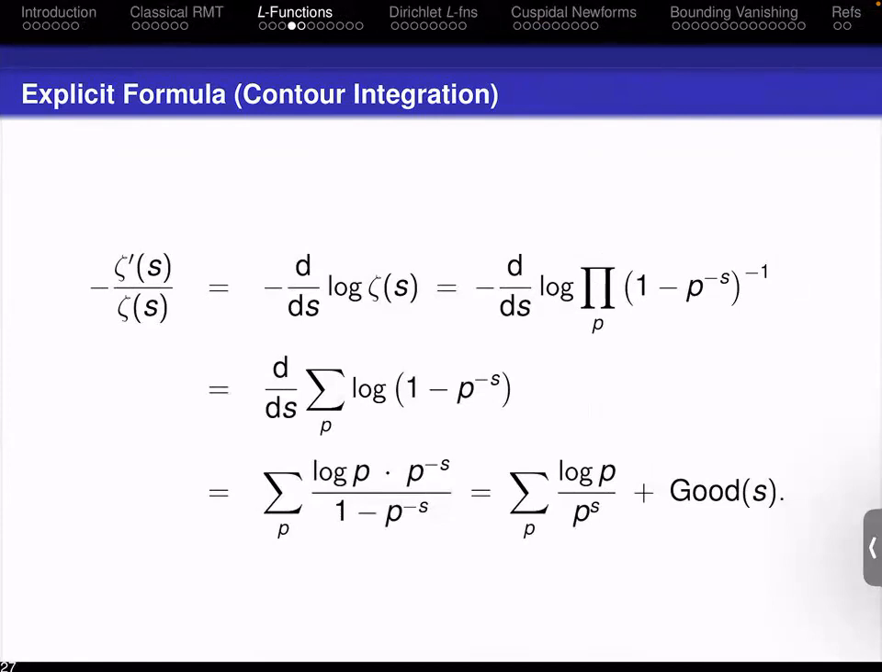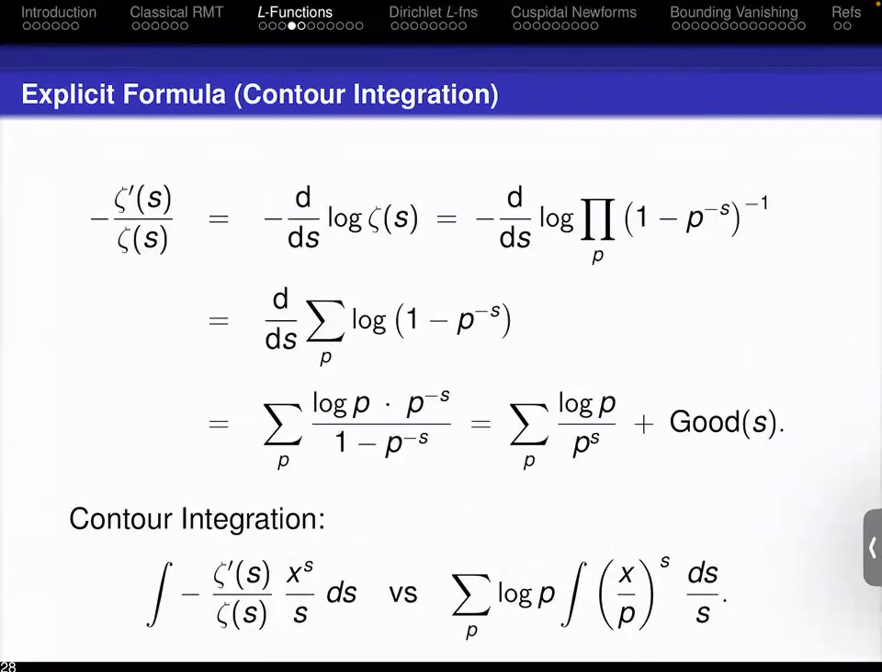So now I hit zeta prime over zeta with a test function and I integrate. So I integrate x to the s over s. And as I do my contour integral shift, I'm going to get a contribution every time I hit a zero or a pole of this. And this is one way to see the proof of the prime number theorem. The main term that's going to come out is going to come from the pole of zeta at s equals one. That's going to give me an x to the first power.